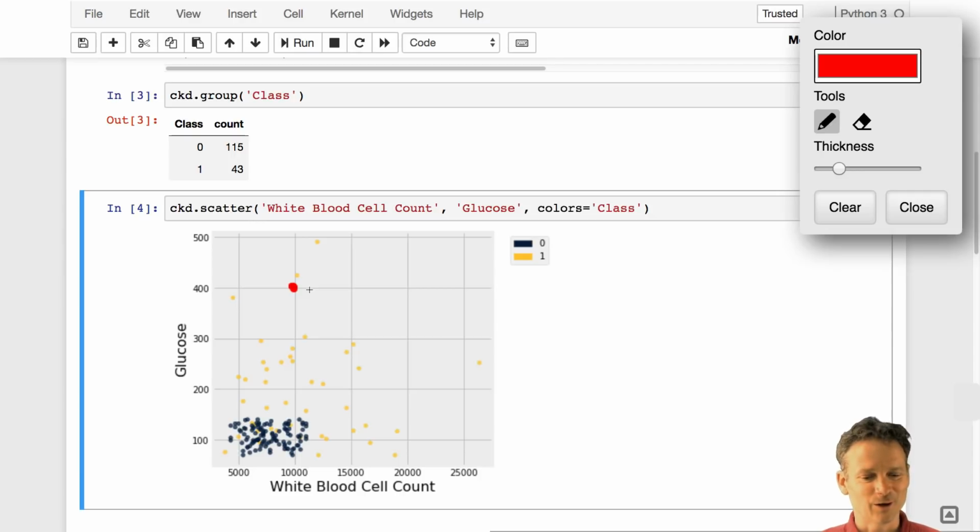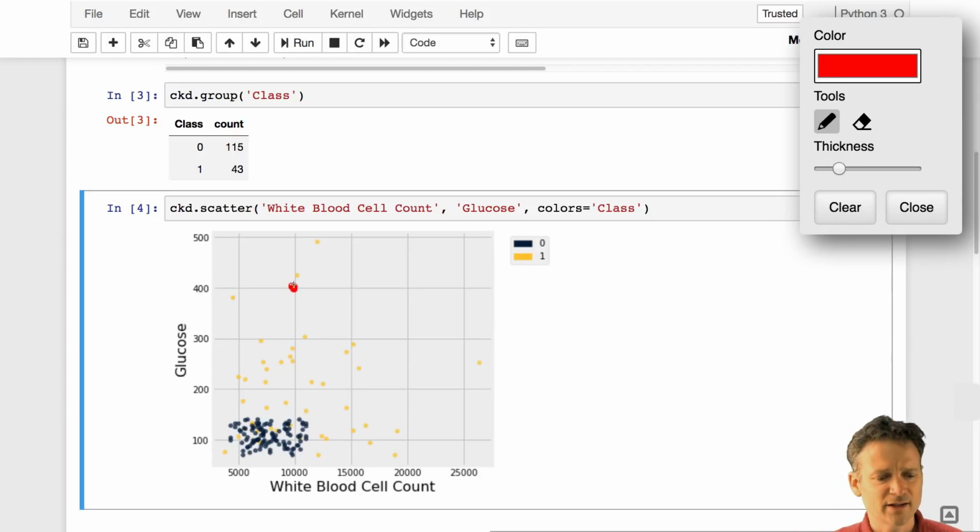Well, hopefully you said chronic kidney disease. And why? Because you can see that the patients with chronic kidney disease tend to have a high glucose reading. High glucose number tends to indicate chronic kidney disease. So the higher up you are in this chart, the more likely you are to have chronic kidney disease. And also higher white blood cell count tends to be associated with chronic kidney disease. So the more to the right you are.